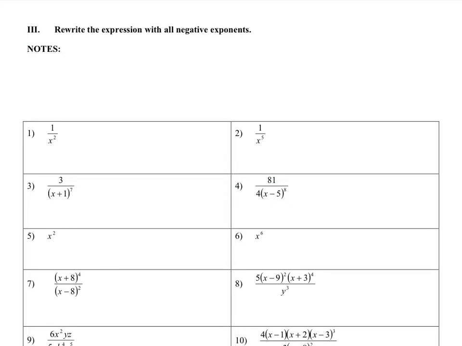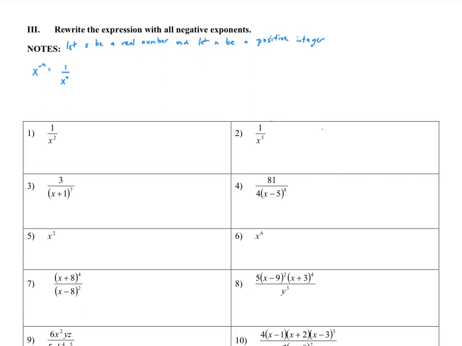Part 3. The directions say to rewrite the expression with all negative exponents. Part 3 is kind of like the opposite of Part 1. So remember our notes from Part 1. Let x be a real number and let n be a positive integer. x to the negative n is defined to be 1 divided by x to the n.